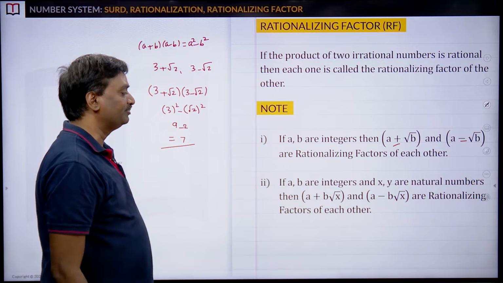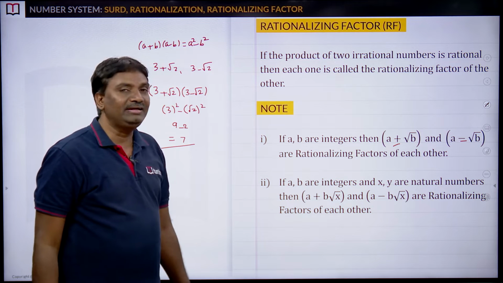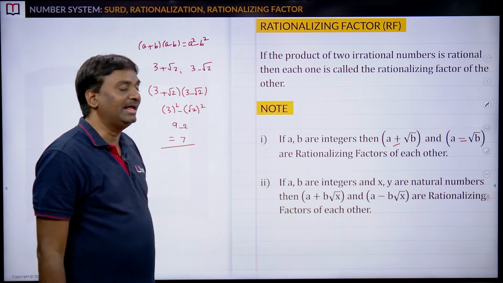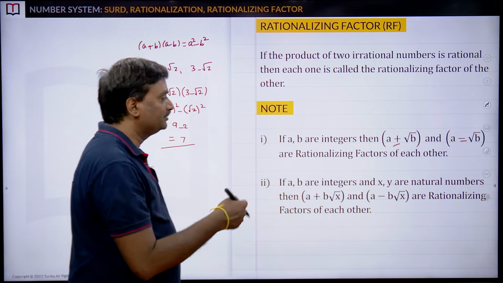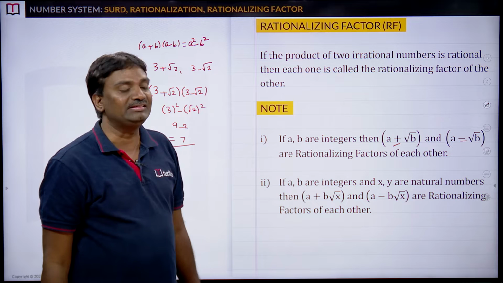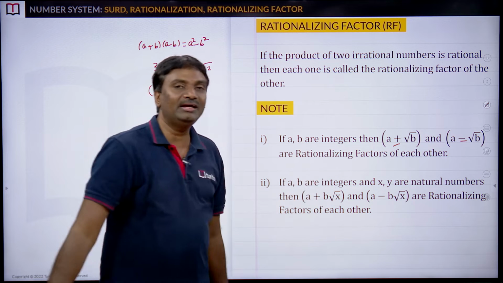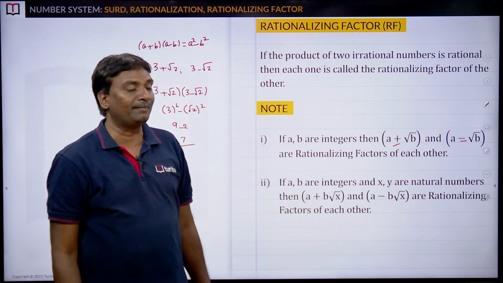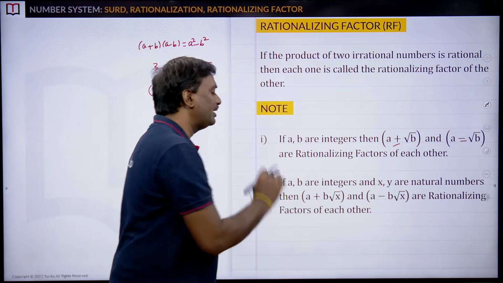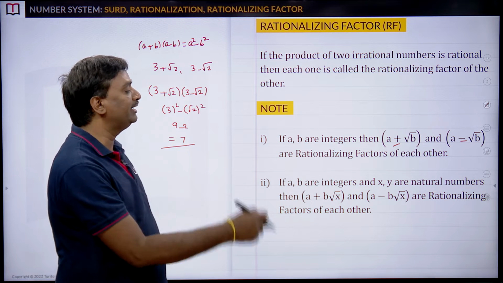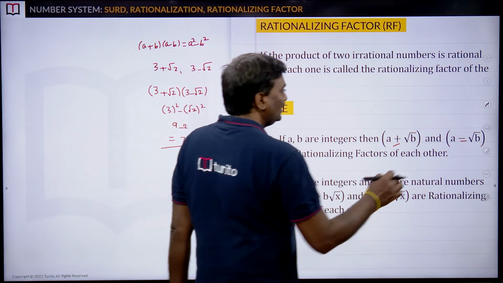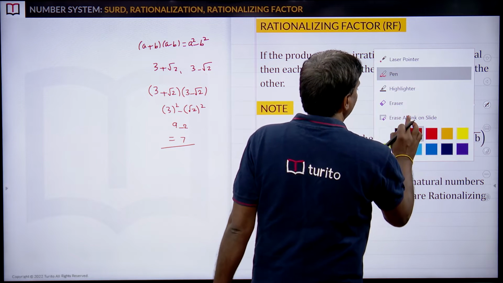Second one: if a, b are integers and x, y are natural numbers, then a plus b root x and a minus b root x are rationalizing factors of each other. Here a, b are integers and x, y are natural numbers, 1, 2, 3, 4 like that. Then if we have two irrational numbers like a plus b root x and a minus b root x, we can say they are rationalizing factors of each other.